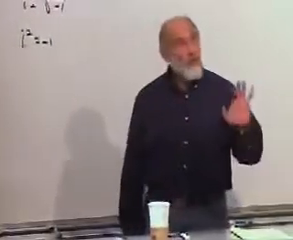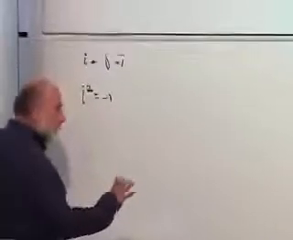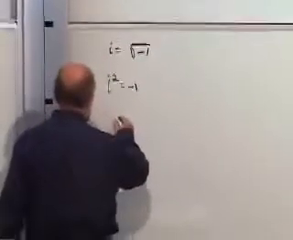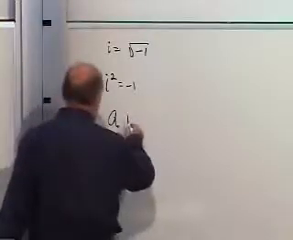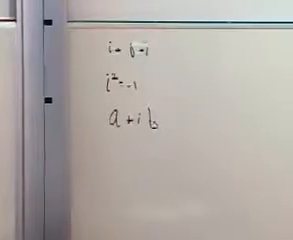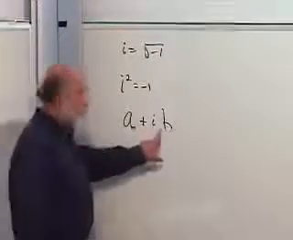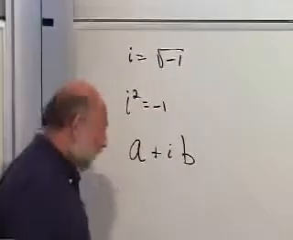Whoever raised their hand, are they familiar with i equals the square root of -1? Yes. All right. Now, you can have complex numbers. Complex numbers are what happens if you take two real numbers, ordinary numbers, let's call them a and b, and form a plus ib. In other words, if you add a real number to an imaginary number, you get a complex number. That's the whole definition of a complex number.